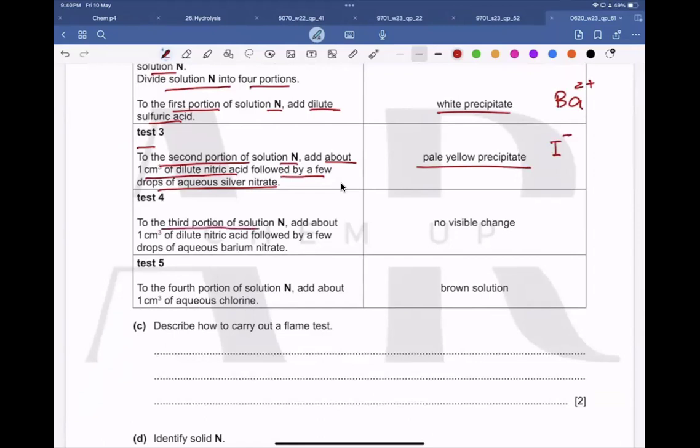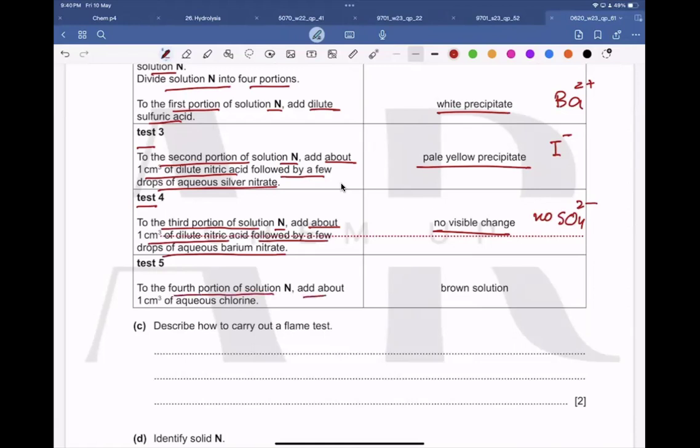To the third portion of solution N, it's test 4. Add about 1 cm³ of dilute nitric acid followed by a few drops of aqueous barium nitrate. No visible change. So it means no sulfate is present, right? Because on adding barium nitrate, if we get the white precipitate, it's either sulfate or sulfite. To the fourth portion of solution N, add about 1 cm³ of aqueous chlorine: brown solution.